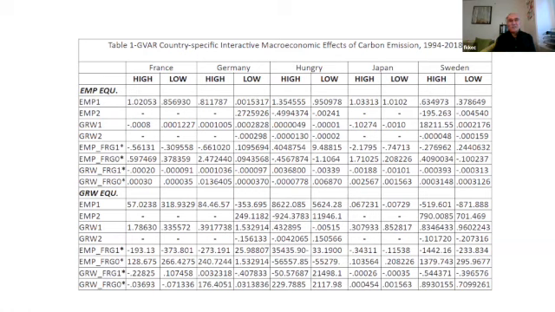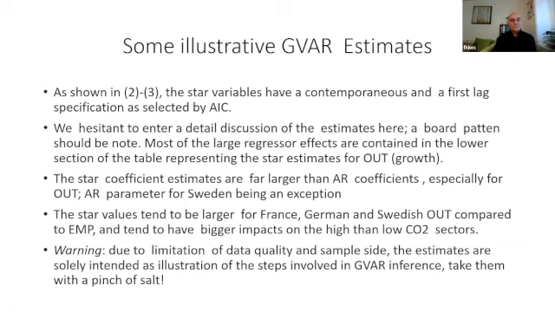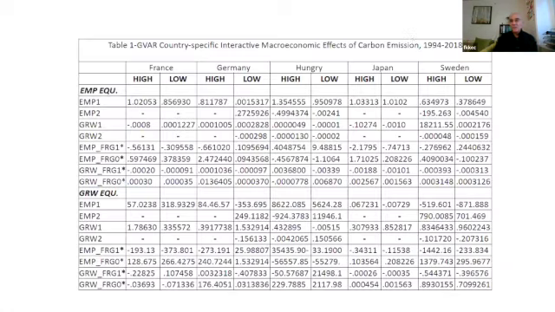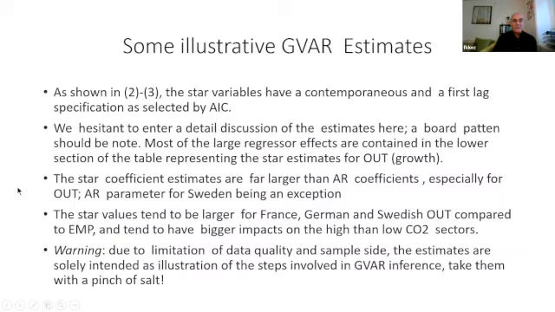These are just some general comments until we manage to sort out the proper underlying data and clean it up. But the star coefficients are far larger than the autoregressive coefficients. The rest of the world, the impact is obviously, at least here, appears to be important. There's one exception here, Sweden, where you get a big coefficient for the autoregressive one, but elsewhere that's not a characteristic at all of the table.